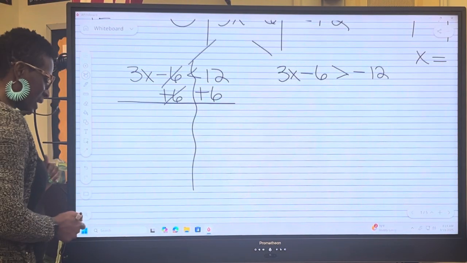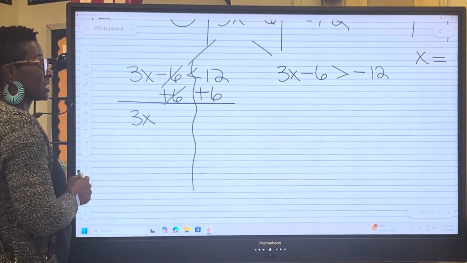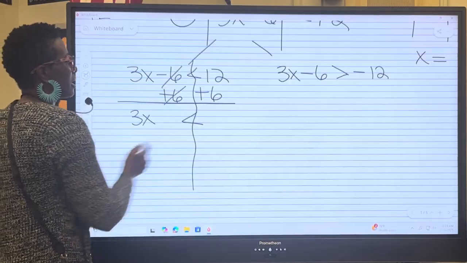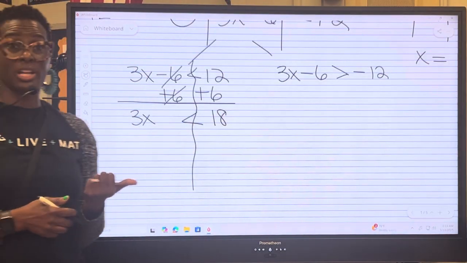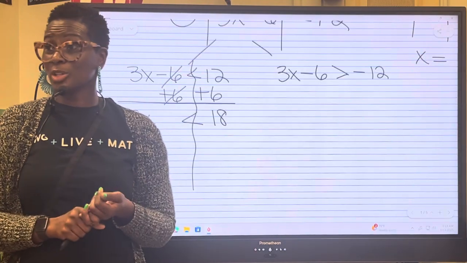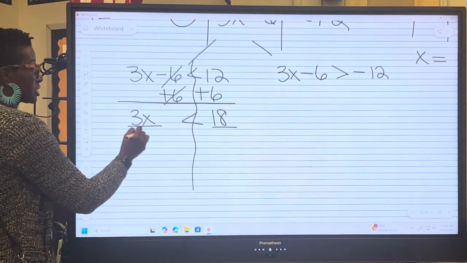All right. Tell me what my next line is going to read, people. 3x is less than 18. Am I done? I still need to get rid of this 3. What's the relationship between 3 and x? How do we undo that? Division. So let's divide both sides by what we're trying to get rid of, which is 3.